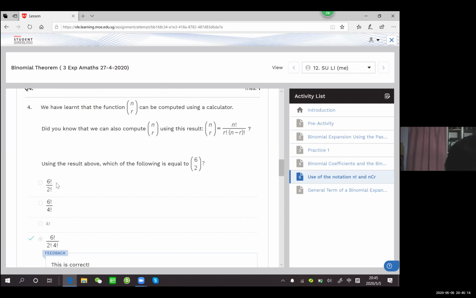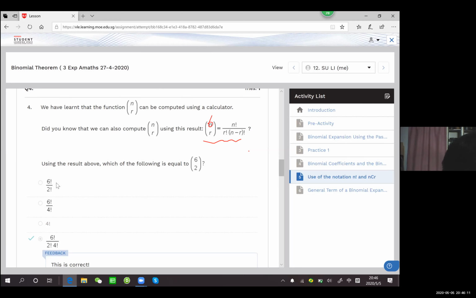So we have learned that the function can be computed using a calculator, so this one means, let's say we have four choose two. What you key into your calculator is 4 choose 2. So this is the calculator, how you punch into the calculator. So now, they don't want you to use the calculator, right? They want you to use this formula, right? So you just follow the formula lah. So there was the exclamation mark also in the calculator, is it? There is an exclamation mark in the calculator. But that one is also using the calculator.